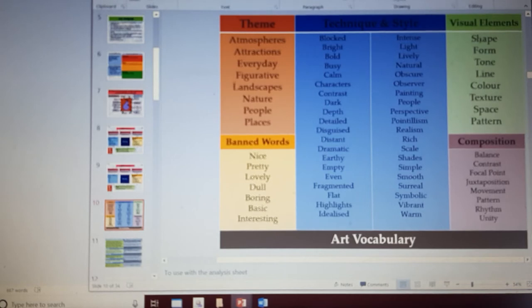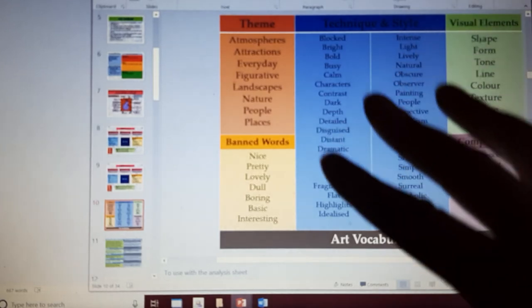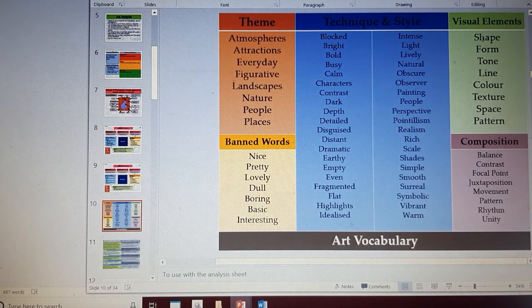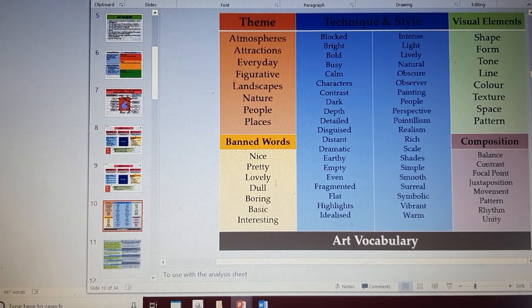Don't. You will lose out in the end. You will lose marks. So think about the theme. For example, this is a different one, related to a different project, but think about different things like the atmospheres. Think about what words are actually going to really describe the work.